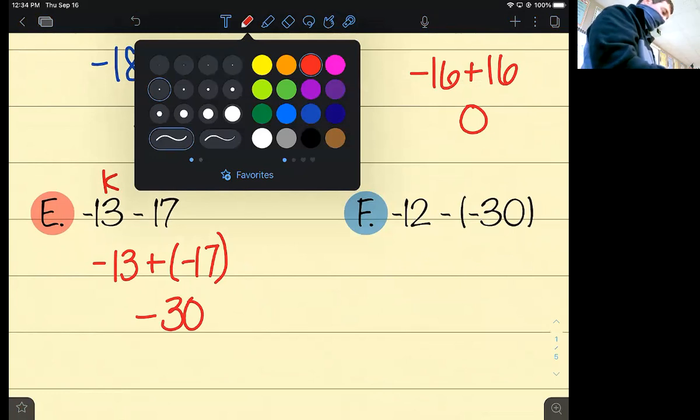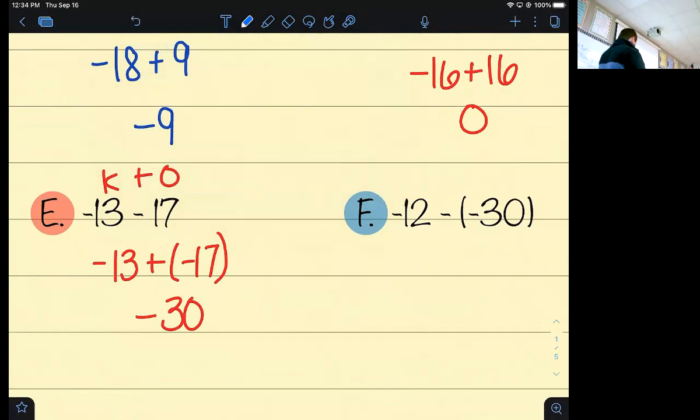Joe? Isn't that positive 17? Well, let me reread it. Let me read the original problem too. Negative 13 minus 17. Did I say negative 13 minus negative 17? Oh. She rewrote it that way because you have to take the opposite. So this is my subtraction sign, and that gets changed to addition. The 17 was positive because that was just a subtraction sign. It changes to negative. Good question.